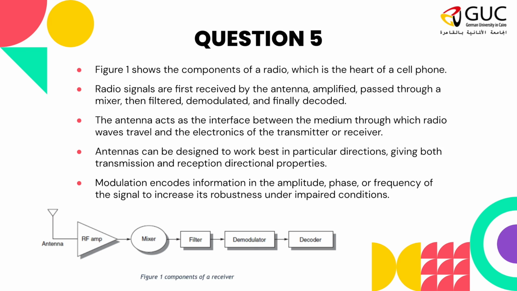However, antennas can actually transmit signals, for example, to radio towers or to other cell phones. So the antenna is working bidirectional. It can receive and it can transmit.